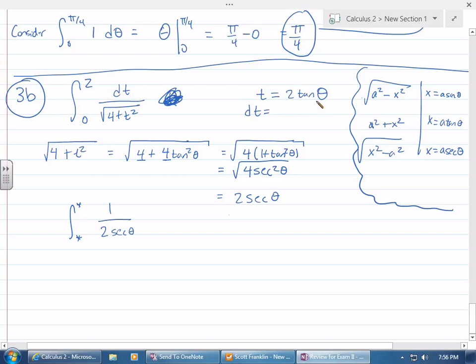So what's the derivative of 2 tangent of theta? 2 secant squared theta d theta. So times 2 secant squared theta d theta, that's replacing the dt. The square root of 4 plus t squared became 2 secant theta. Now things will cancel. This 2 cancels with this 2. Secant cancels one of these. So I've got the integral of secant of theta d theta.